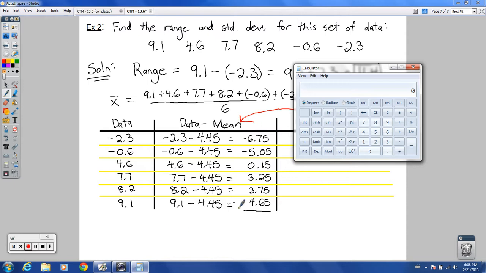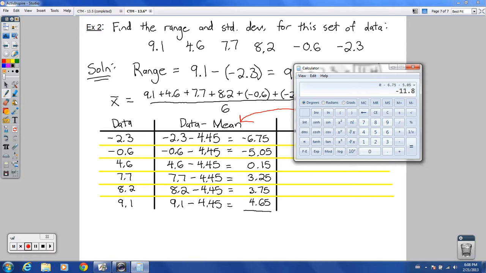So being extra careful not to make mistakes in the beginning as we go through things here. Let's see what we've got. We're going to type in negative 6.75. I think I can do that. It would be fine to do 0 minus 6.75, which would be the same as negative 6.75, so I don't have a problem with that.